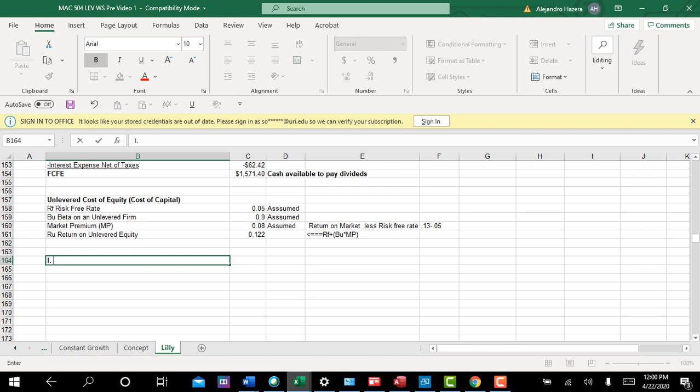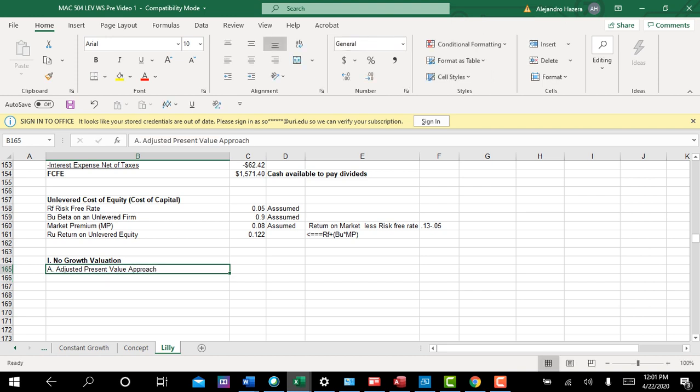We're going to do this no growth valuation two ways. The first way I'm going to do it is something called the adjusted present value approach. And then in the next video, we're going to do the weighted average cost of capital approach. And there's actually the return to equity approach. There's actually a third way to do it, but I don't really like that way. A lot of people love doing it that way, but I don't like doing it that way.